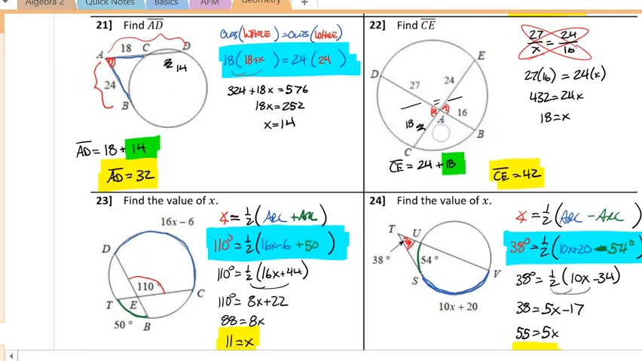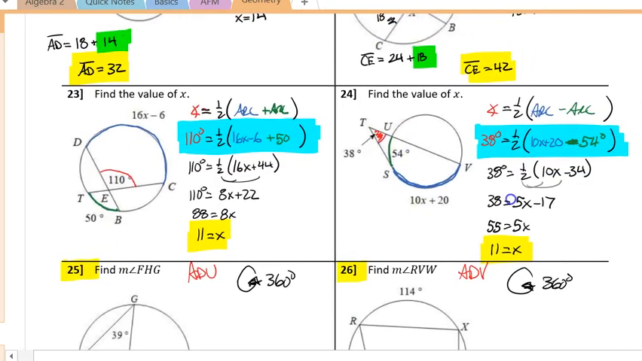I'll make a note on these two particular problems. These are a bit more algebra intensive, but nothing that we can't handle.